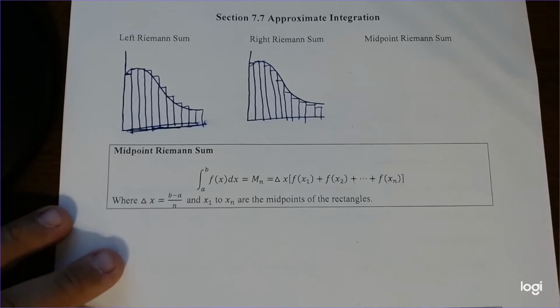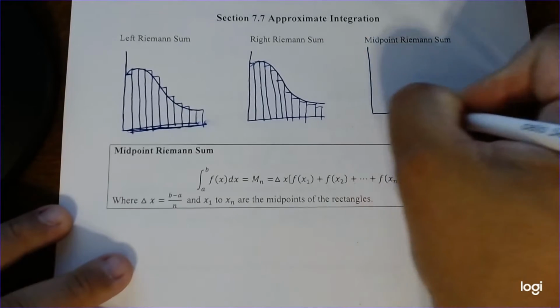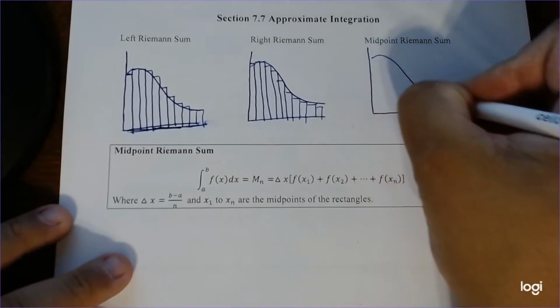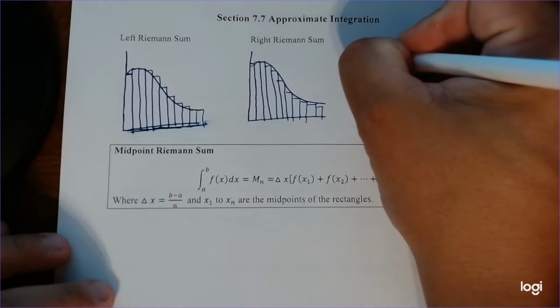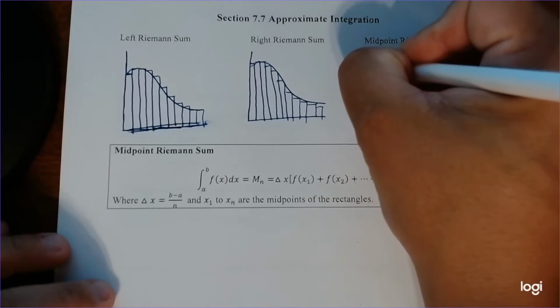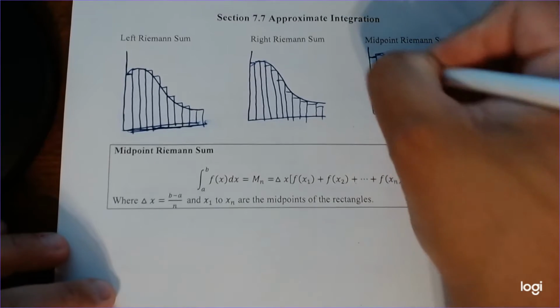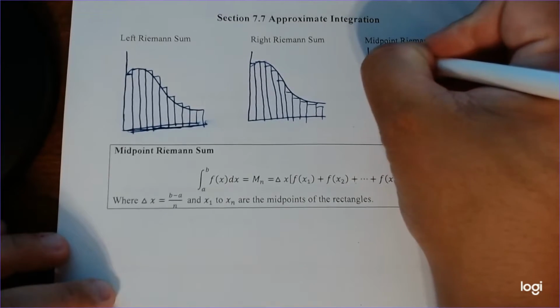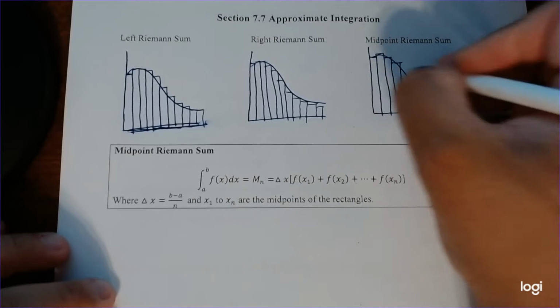Now the midpoint Riemann sum is a little bit more complicated, because now the curve is actually going to hit the middle of the rectangle. So that's a little bit harder to look at. Let's say this point here will kind of look like this. If this is the midpoint, here's our rectangle in both directions. So as you can see, it's a little bit more accurate as we go along.